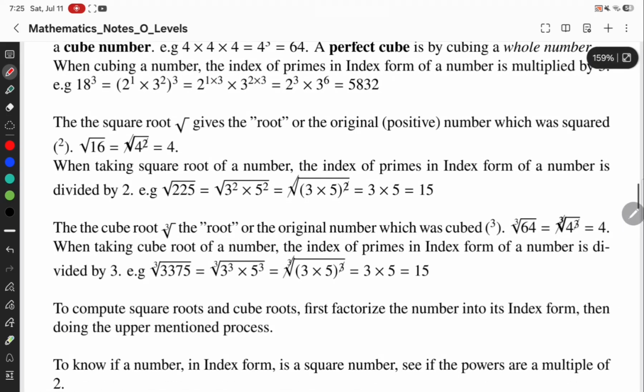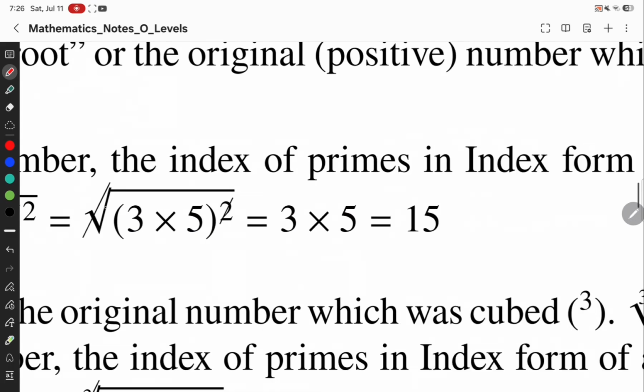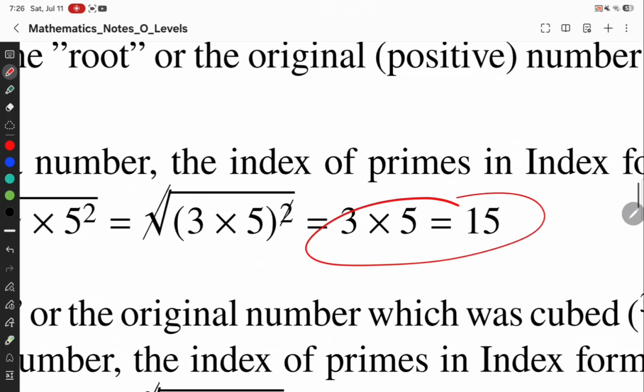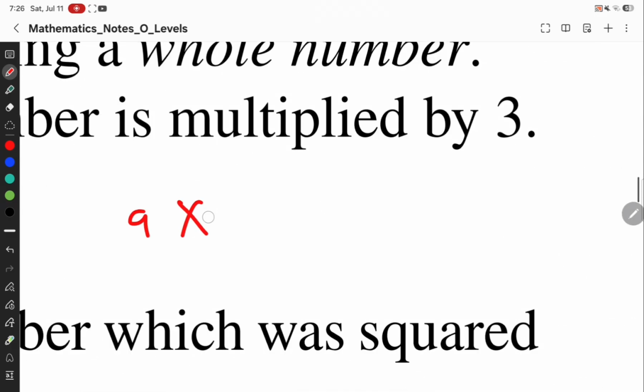It gives the positive root, and when taking the square root of a number, the index of primes in the index form of a number is divided by 2. Example, you have 225. If we prime factorize it, we get 3 squared times 5 squared. We cut the square root with the square, and we get this. This is cutting, like the reverse operations. You know how multiplication and division cancel out each other? This is the same thing.